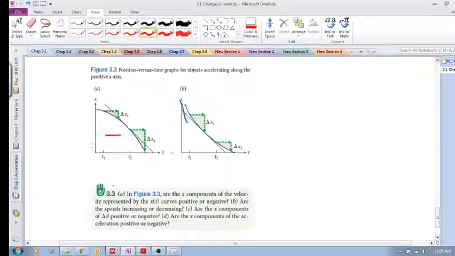Anyways, draw this guy. Try to draw this one in terms of its velocity and acceleration, and try to draw this one in terms of its velocity and acceleration. Okay, see you in the next video.